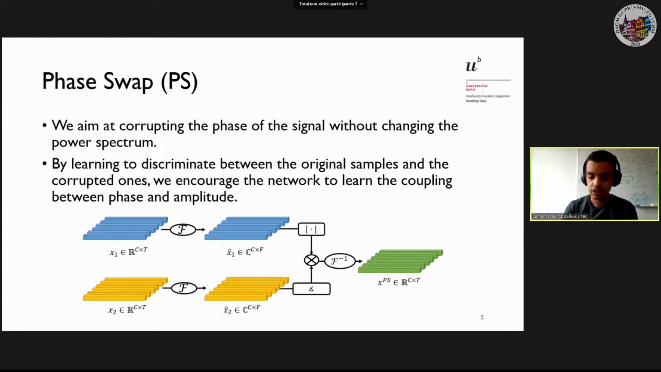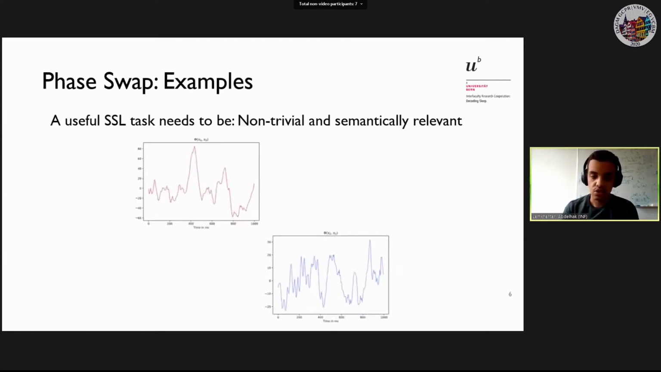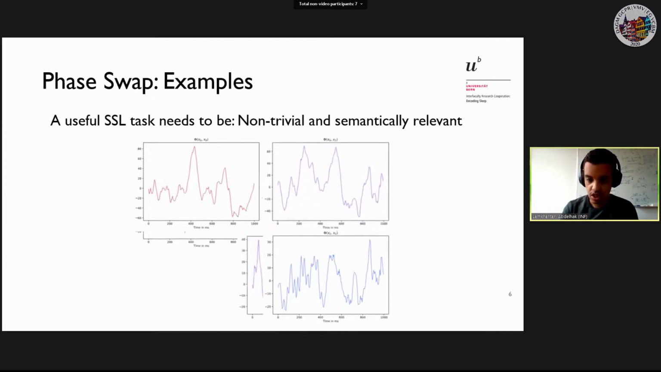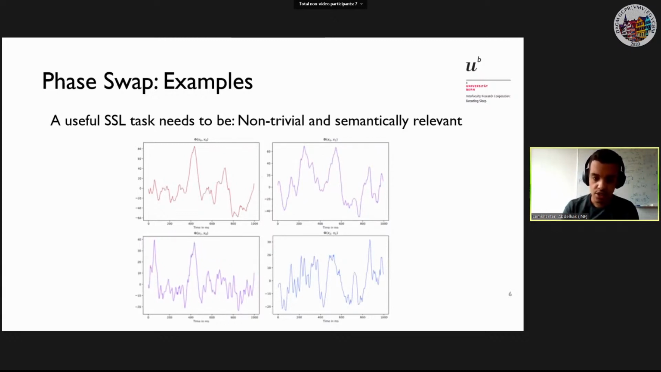And in order for this task to be useful for downstream classification problems, it needs to satisfy two properties. It needs to be semantically relevant, as we stated before. Certain medical research papers have shown that the phase contains relevant information, and it also needs to be non-trivial. So here we have two examples of signals, x0 and x2, and we also show different combinations of those two signals by either taking the phase from x2 or from x0. As you can see on the four figures, there's no obvious pattern or artifact that would allow you to easily spot which one is the real one and which one is the synthetic one.